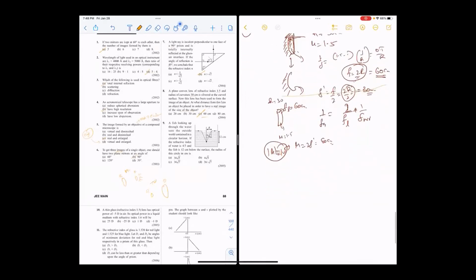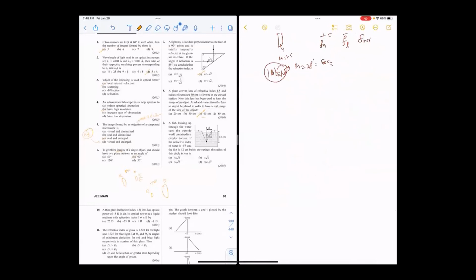See, I'll explain again. There is a plano-convex lens, guys. The radius of this surface is 30 centimeters. The radius of this one is infinity. Mu is equal to 1.5. What is the focal length of this lens? Tell me the focal length of this lens.